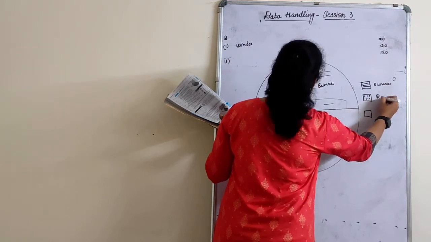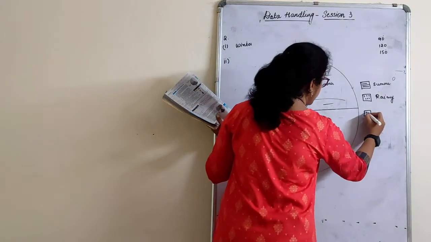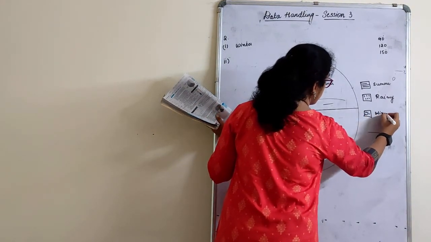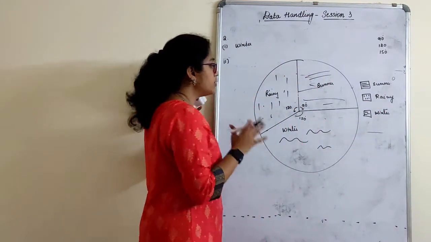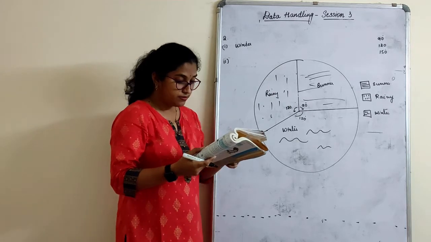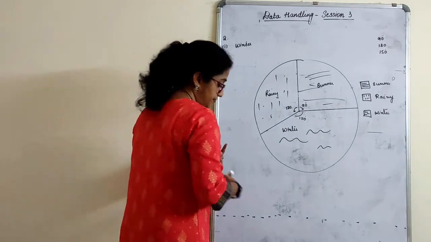This is rainy. And last is winter, waves. You can just represent it. So very clear what to do here. Okay. So we'll go with the fourth one.